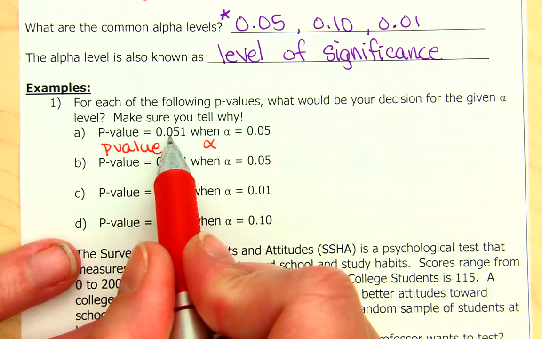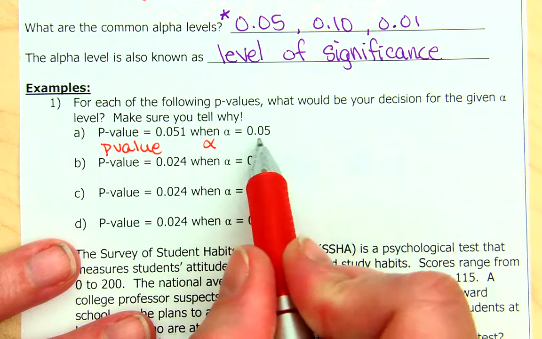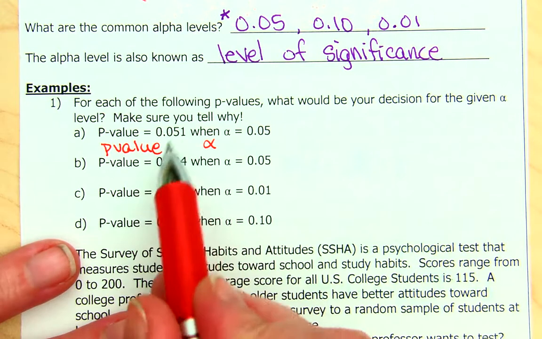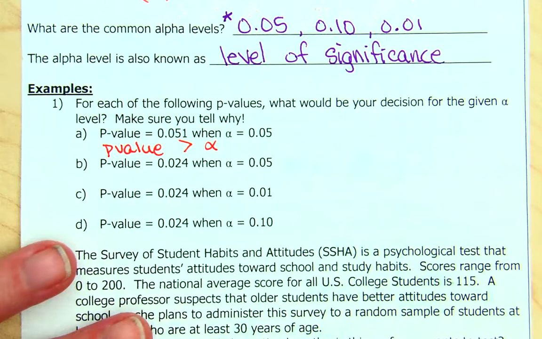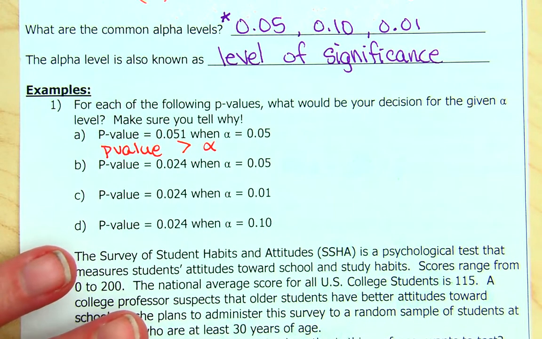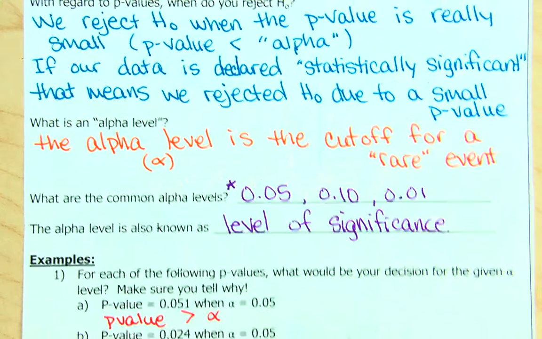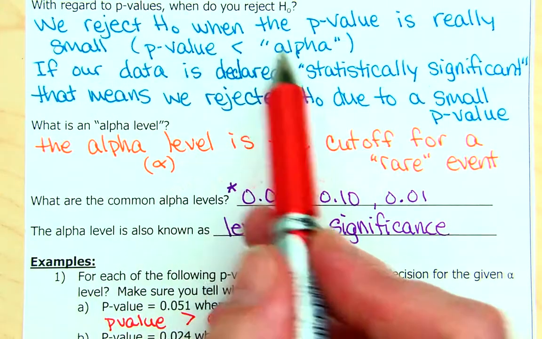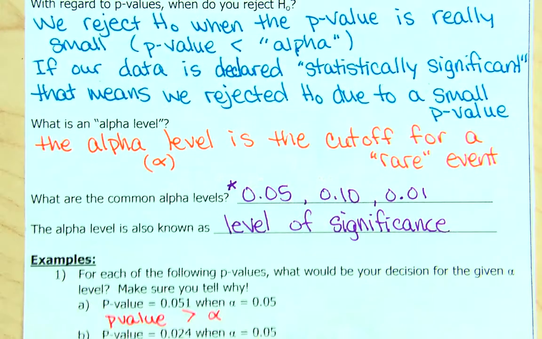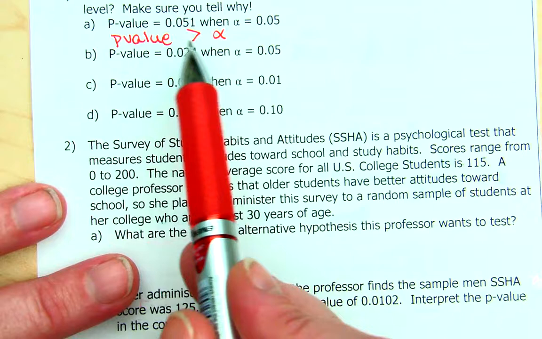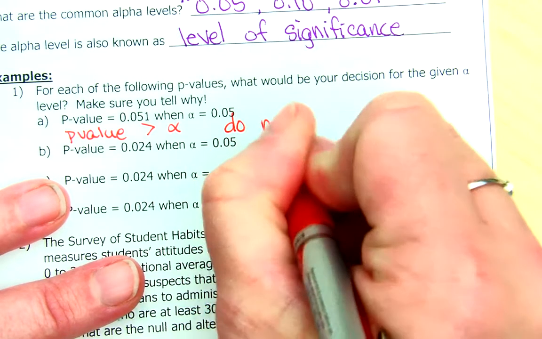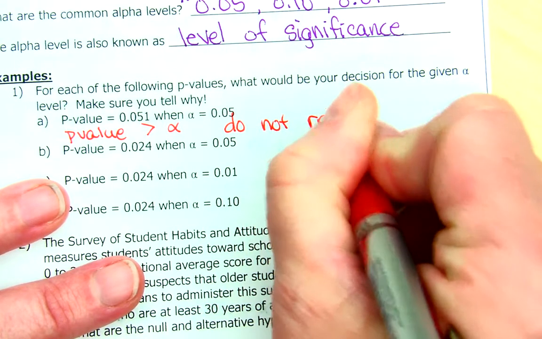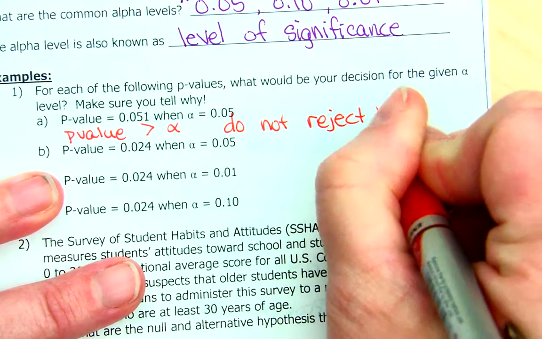So here we have a p-value of 0.051 and an alpha of 0.05. What type of inequality goes here? Greater than. It's barely greater than, but it's greater than. So up here we learned if p-value is less than alpha, that's when we reject. Here it's not less than, it's greater than. So here we do not reject H0.